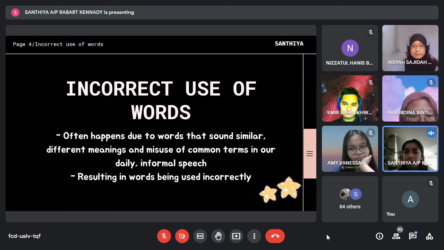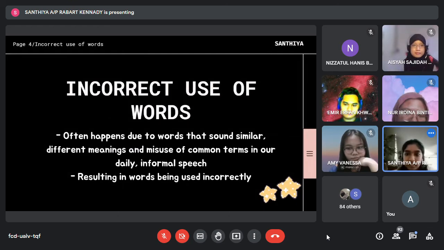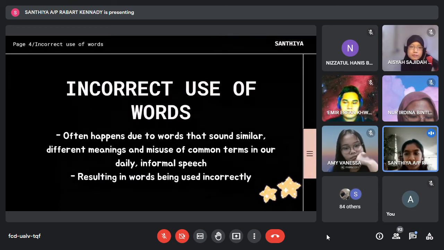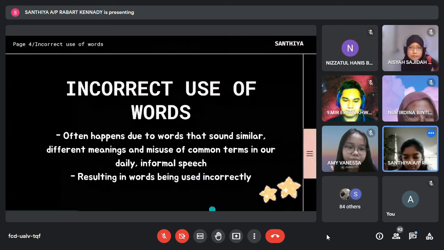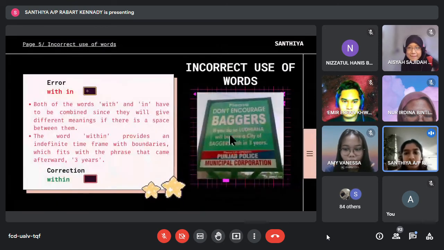Now I'll be presenting the second type of grammar error, which is incorrect use of words. This often occurs due to words that sound similar, different meanings, and misuse of common terms in our daily informal speech. Okay. Now, the first picture that we are looking at says, please don't encourage beggars.